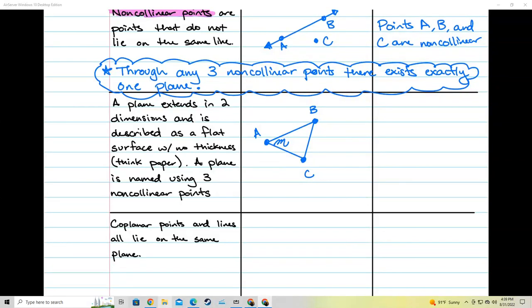So how would I describe that plane? Now remember, this is a flat surface, right? And even though it looks like a triangle, technically this flat surface extends forever this way, extends forever this way, extends forever this way. Obviously, I can't draw all of it because I don't have enough space. So I would just draw that triangular shape to represent my plane. And if I wanted to write the plane using the notation, I would call this plane ABC.